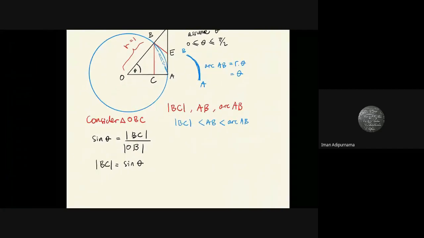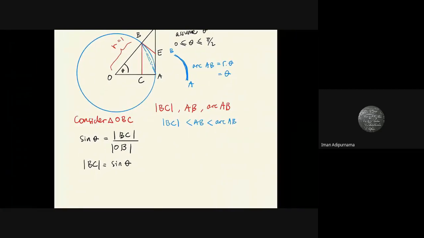From here, oh wait, I forgot the absolute value. From BC and arc AB, we can say this has already happened. We have theta from the arc AB and BC from sine theta. We need to know what AB is.